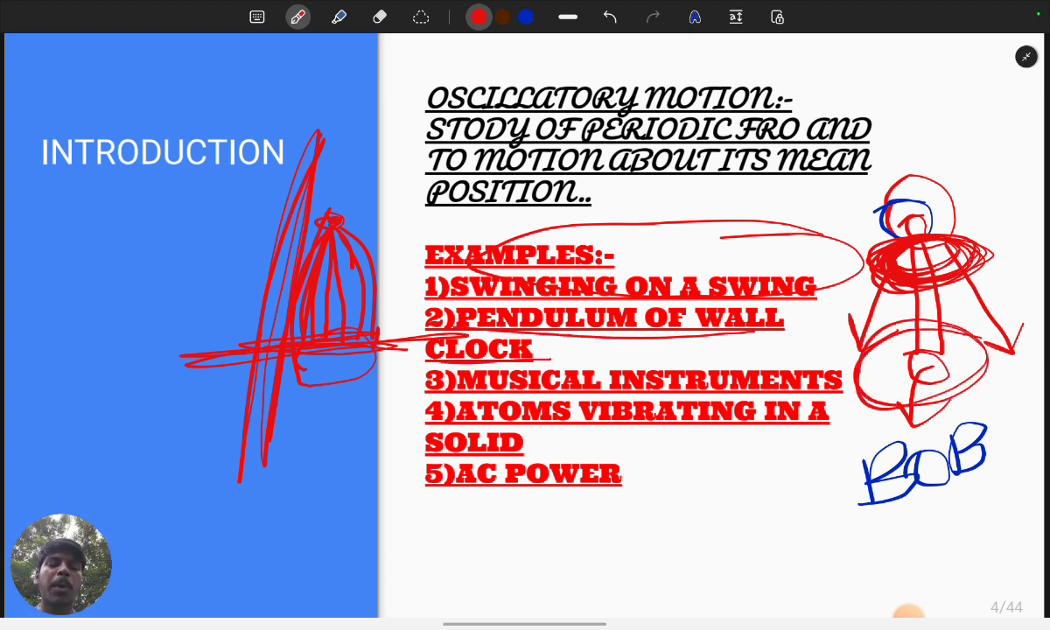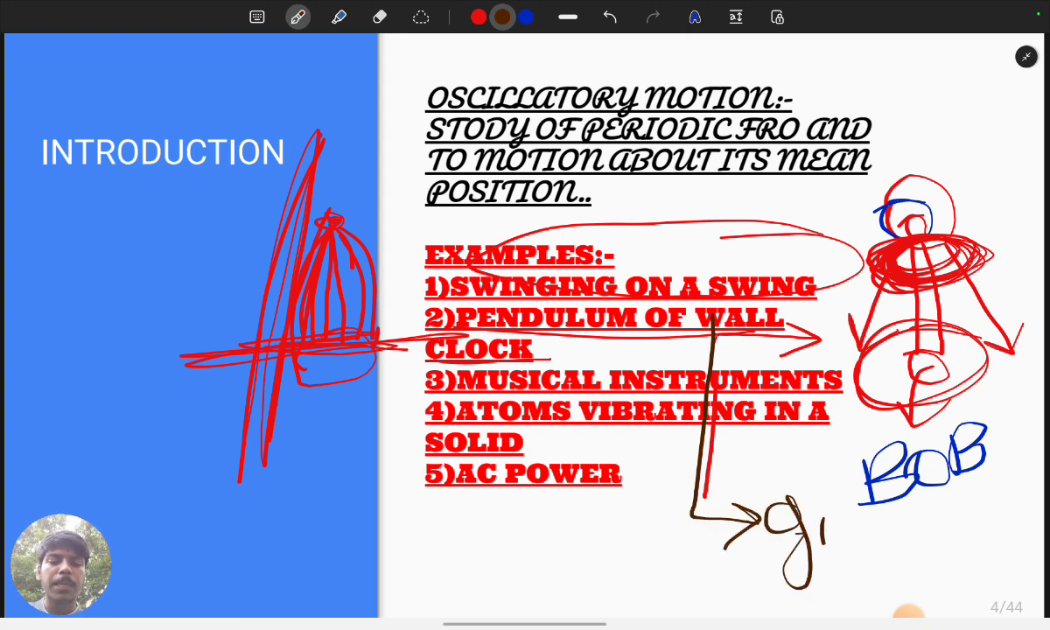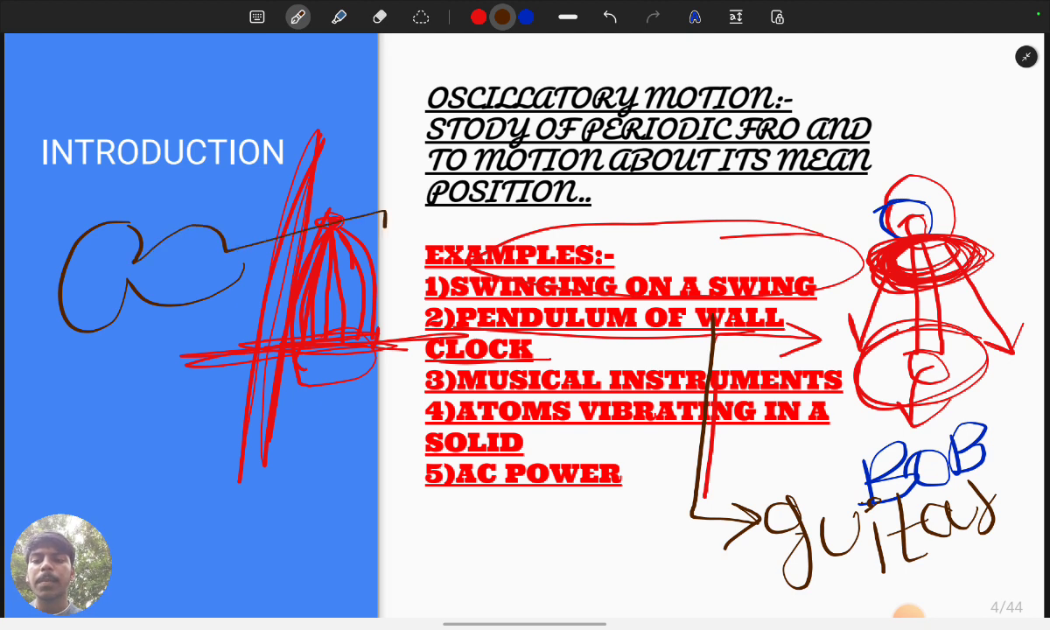The pendulum of a wall clock is the second example, which we already discussed. Next, musical instruments. Musical instruments such as a guitar, where the string is being oscillated. For example, when we take a guitar, on the fretboard there will be strings. When we play, the string will oscillate up and down. It exhibits to and fro motion.